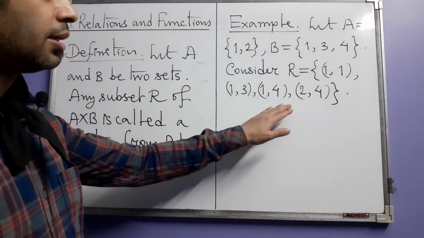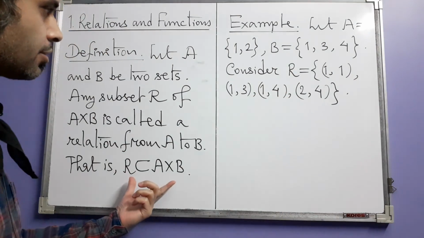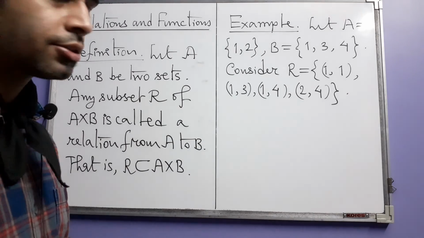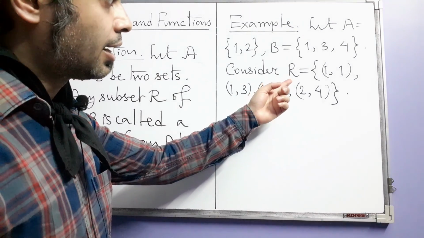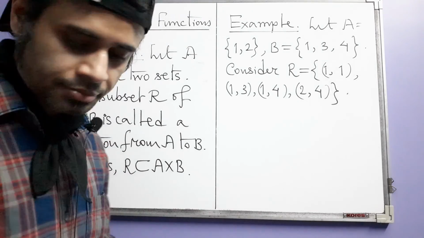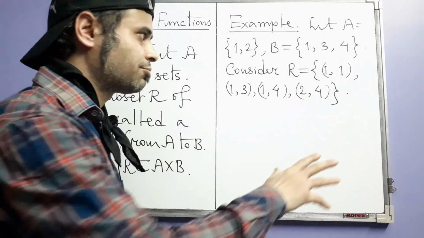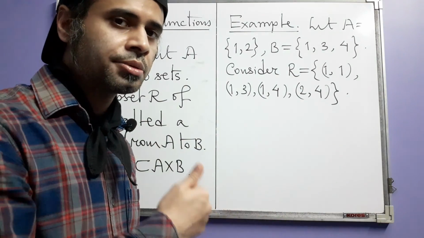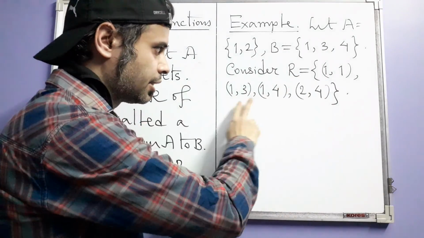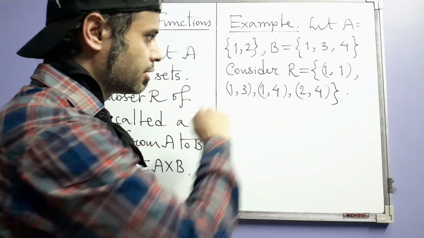Let us first see if this really is a relation from A to B in the sense of this definition. For that, what should we need? We need R to be a subset of A times B. Is it? For that to happen, the elements in R first of all have to be ordered pairs. Yes, they are ordered pairs. There are 4 ordered pairs. So R has these 4 elements.